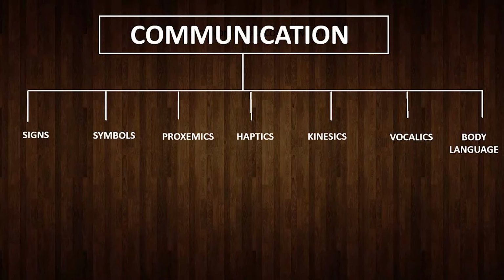Now let's see the different types of non-verbal communication. They can include signs, symbols, proxemics, haptics, kinesics, vocalics, and body language. These are the different categories of non-verbal communication, and in the UGC NET exam there was a question that asked: what is kinesics? In a UGC NET Exam Paper 1 question. So this part is important. Let's see what each of these points are.